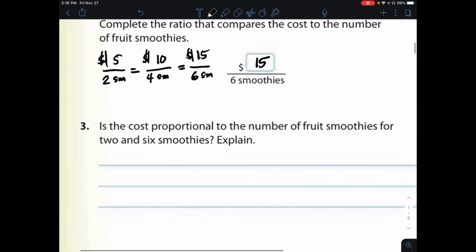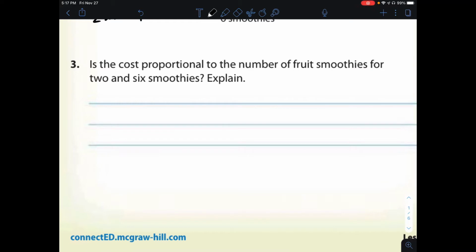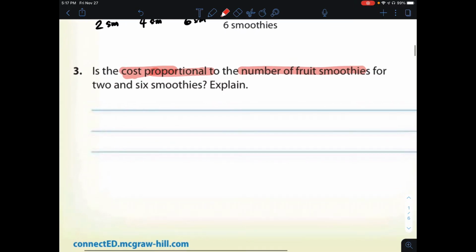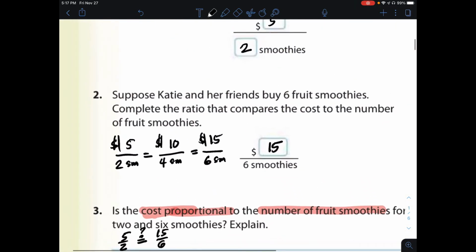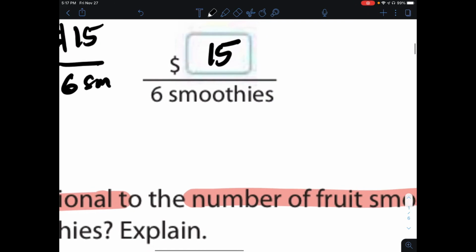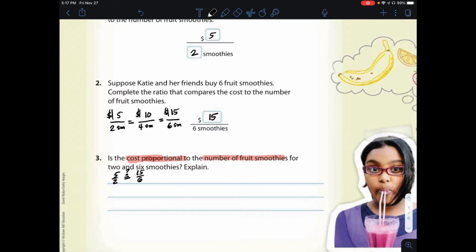Now the question, number 3, is asking: is the cost proportional to the number of fruit smoothies for 2 and 6 smoothies? Remember what it means to have a proportion. That means we will have two rates with the same value, or two rates that are equivalent to each other. So we have 5 halves, and we're asking ourselves, is that equal to 15 over 6? If they're equal to each other, therefore they are proportional.